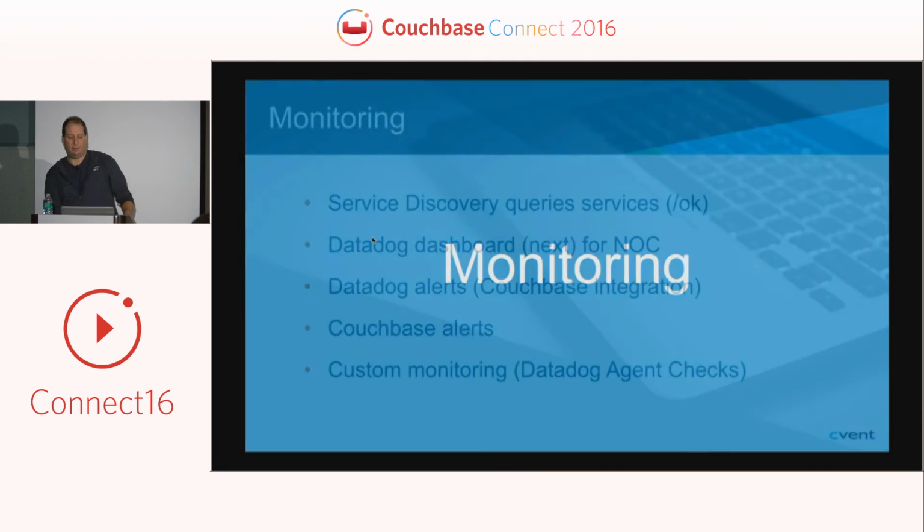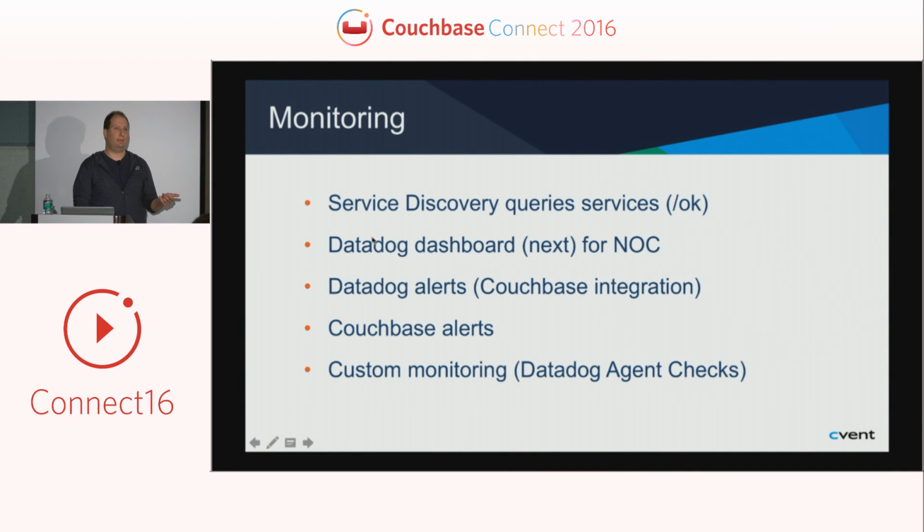So monitoring, we use service discovery. So service discovery monitor /OK, by default, always returns 200. Developers could say, if Couchbase's connection is not working or there are so many failures in the past amount of time, it could return other things. We have a Datadog dashboard, which we use to monitor things, and we also alert. I'll show you that because that's pretty cool.